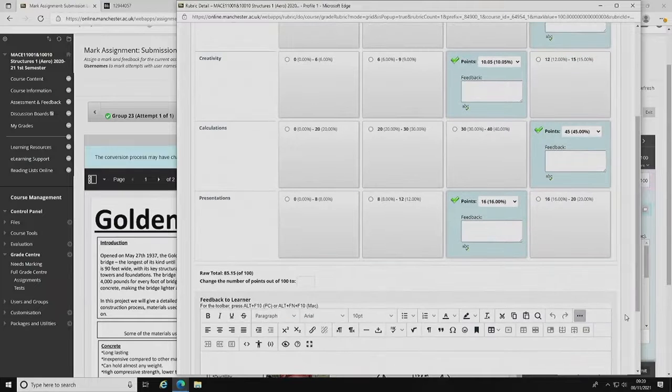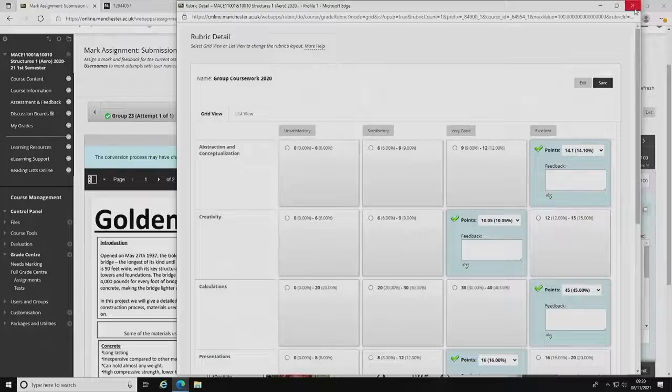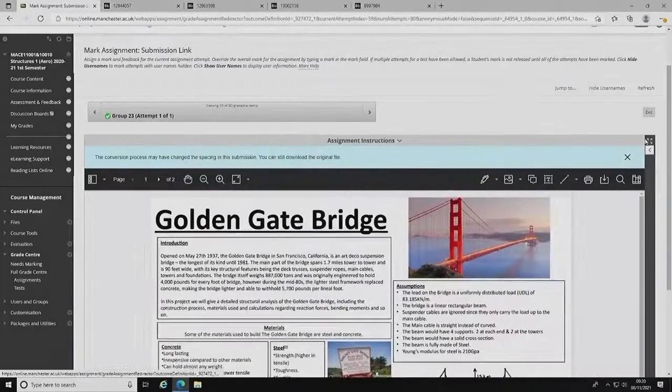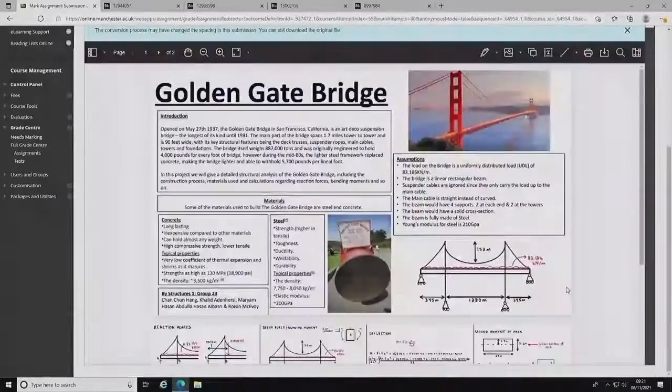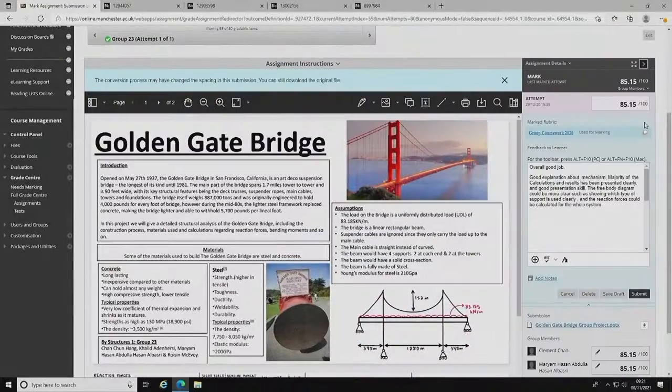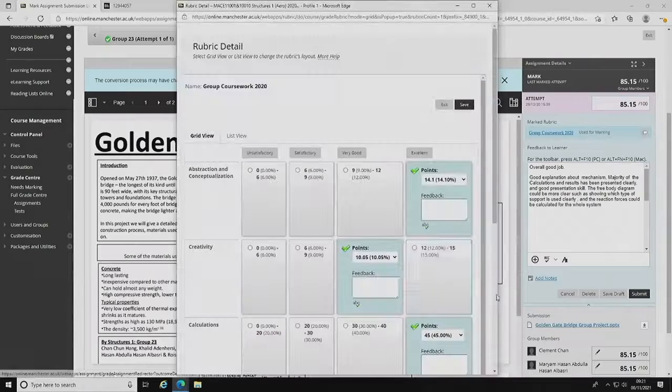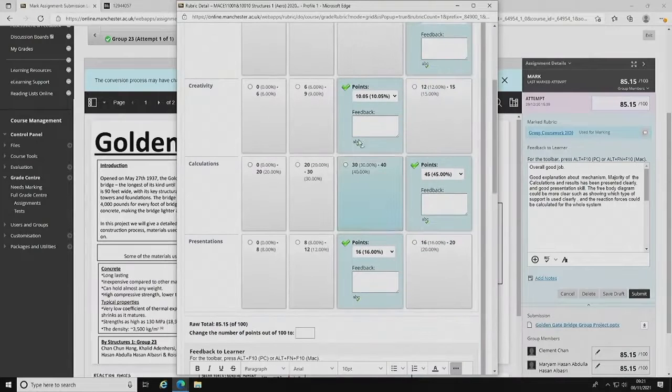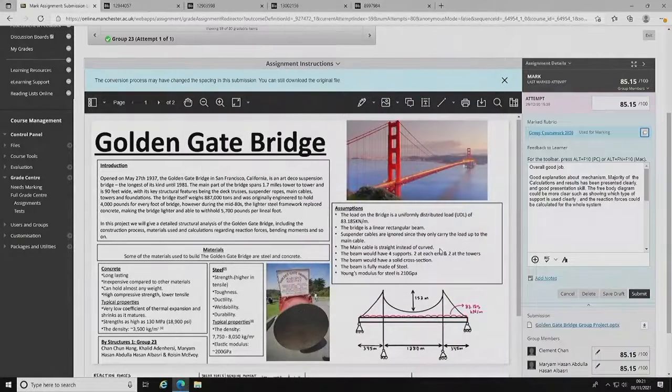Is that okay? I'll put a folder there. Having said that, this Golden Gate Bridge here was a fine example in terms of the calculations and everything, but I'll let you see what their mark was. On the creativity point, they didn't score high because that is a very standard structure. Although they are very good in abstraction, conceptualization, calculation and possibly the presentation as well, they were not so high in the creativity aspect.